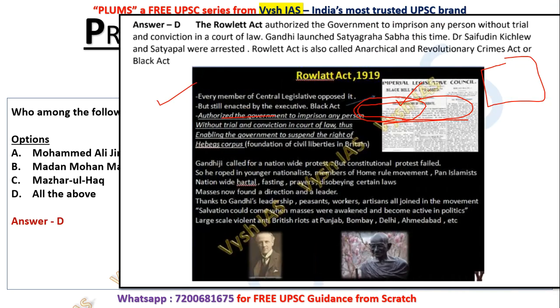Okay, so this again, if you see, Black Act, Black Bill to be passed, like that newspaper also it came. A government can imprison any person without trial and conviction in the court of law, enabling the government to suspend the right of habeas corpus. Okay, so habeas corpus in polity you would be studying. There will be no rights for the humans here, in this act. So that is why every member opposed it, and these 3 people resigned also. Gandhi called for a nationwide protest and hartal, fasting, prayers, every kind of thing happened. So again, I have told everything. Okay, this one person's name it is Rowlatt, based on which the act has come. So this is the detail.